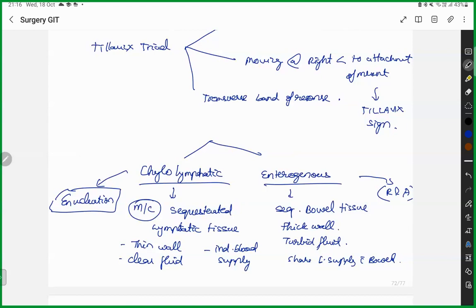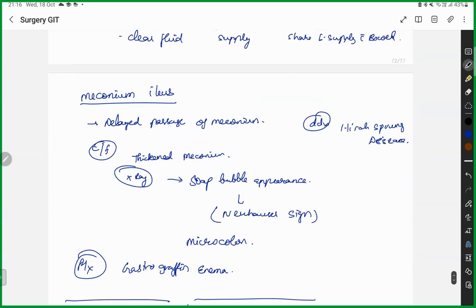When you have thick walls, what is the management? You want to resect them, so you resect and anastomose. Whereas in your chylolymphatic cyst, it is lymphatic tissue. What do you have to do? Enucleate those lymphatic tissues.